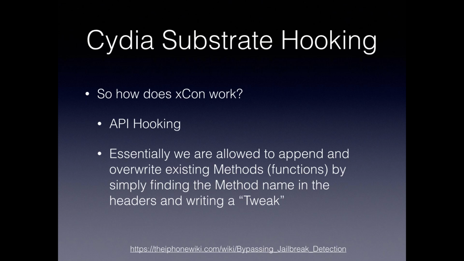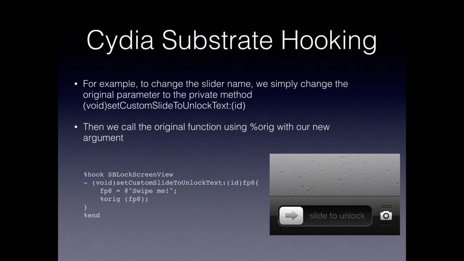We're basically allowed to append or overwrite existing functions or methods by simply finding the method name in the headers and writing something called a tweak. A tweak is basically your implementation of this API hooking. If that doesn't make too much sense, I'm going to give you a little demonstration in the form of slides. For this example, what I did was change the slider name. We find the original parameter to the private method called setCustomSlideToUnlockText. It takes one parameter, and then we call the original function using %orig with our new argument.